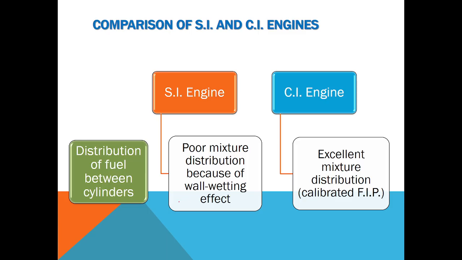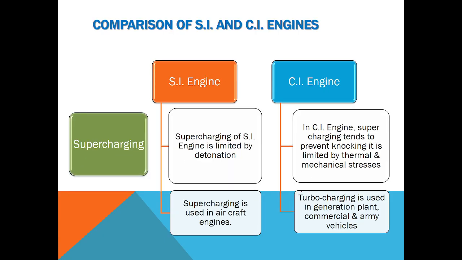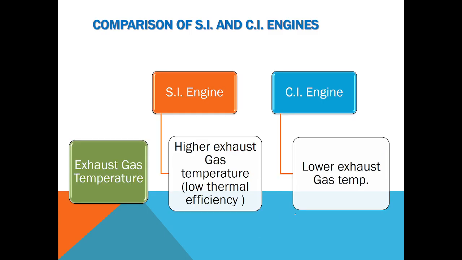Now the distribution of fuel between cylinders. In case of SI engine, there is poor mixture distribution because of wall wetting effect, whereas in case of CI engine, there is excellent mixture distribution. Supercharging of SI engine is limited by the detonation. Supercharging is used in aircraft engines. In CI engine, supercharging tends to prevent knocking. It is limited by thermal and mechanical stresses. Turbocharging is used in generation plants, commercial and army vehicles.